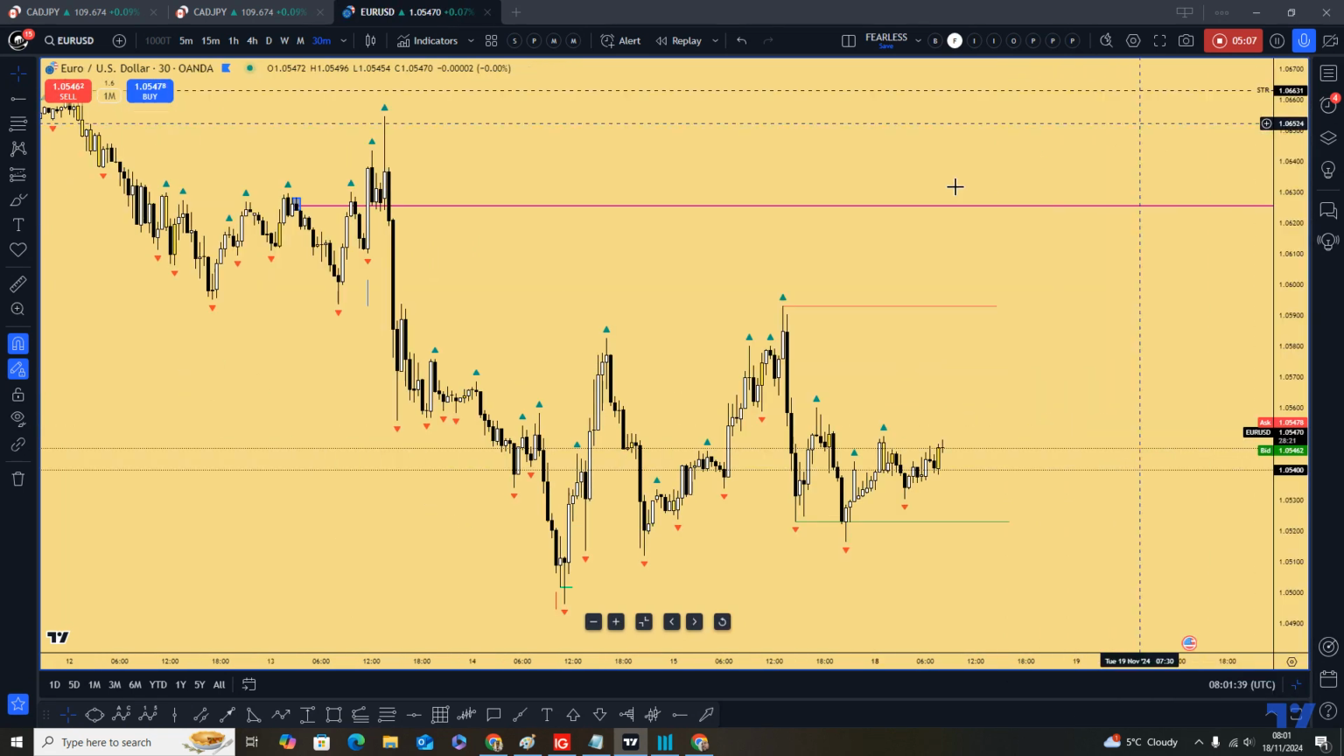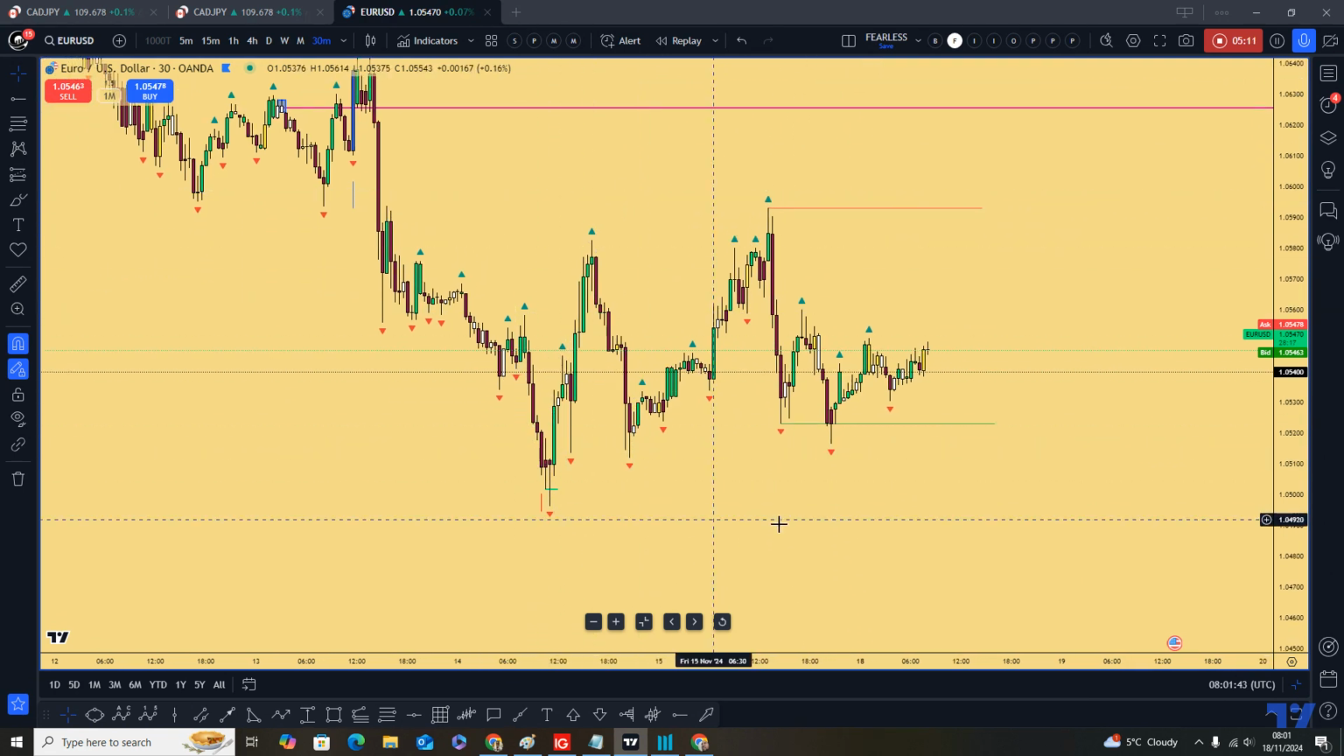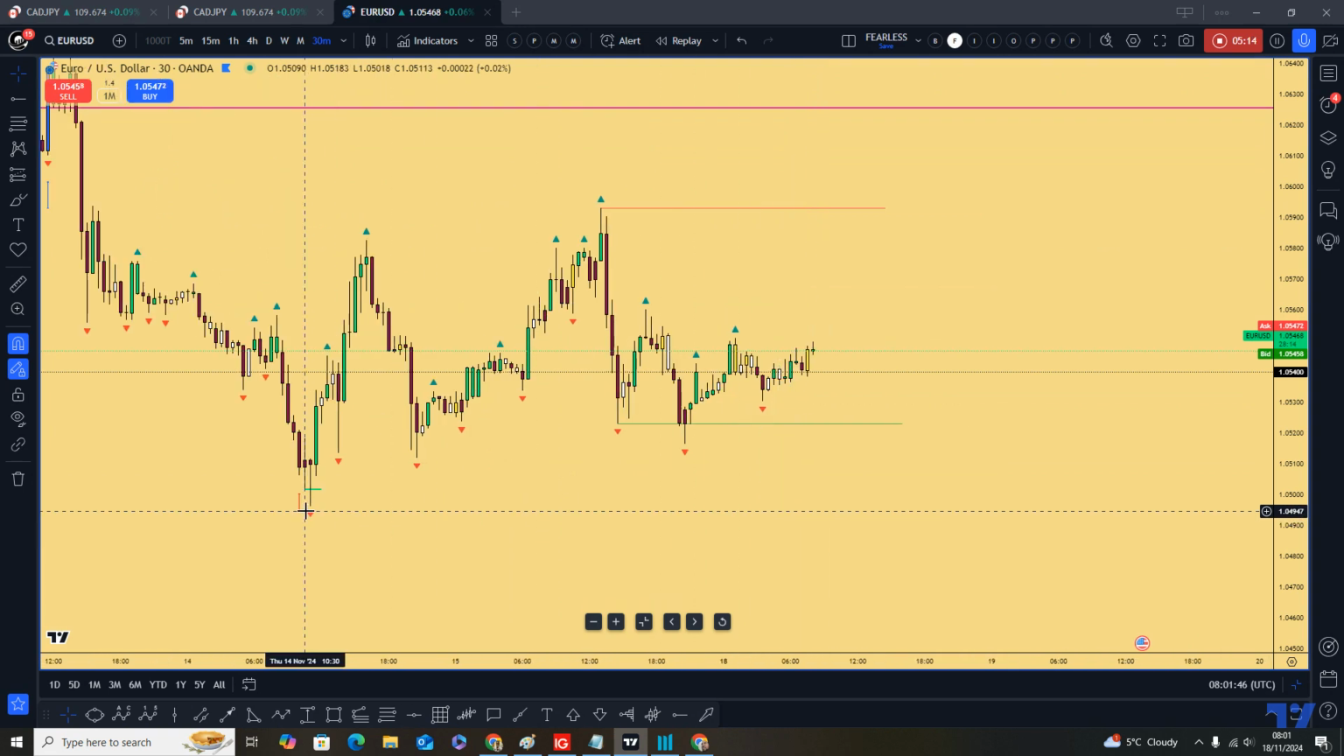The euro US dollar. So what do we have with the euro? How's the low?